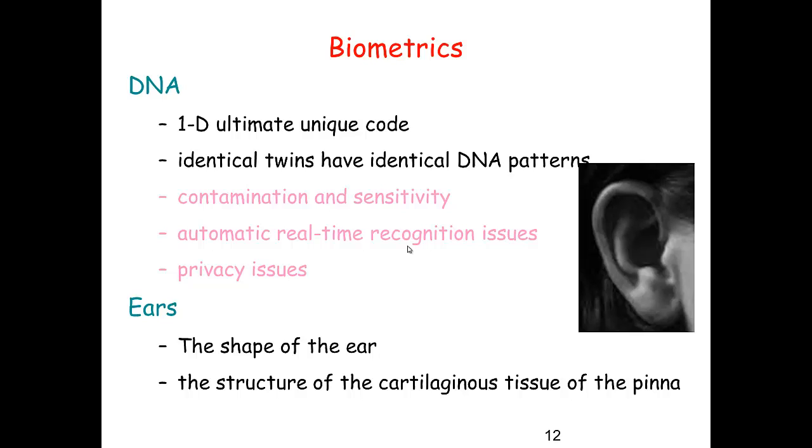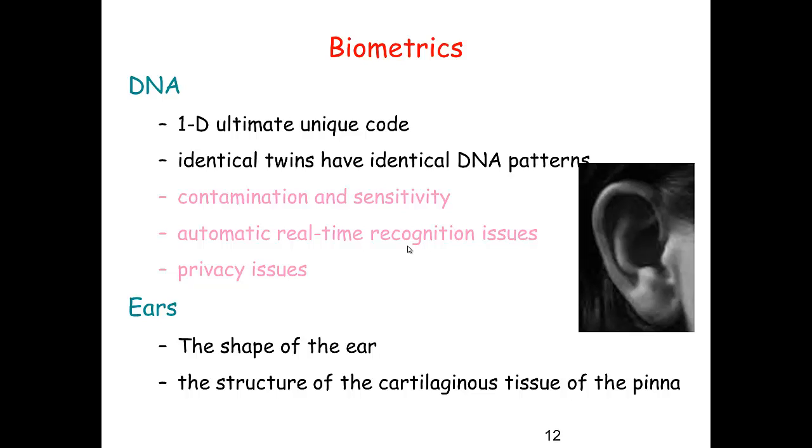There are many types of biometrics. The first one is DNA. In fact, DNA is one of the ultimate unique codes. Generally, the identification accuracy is very high. However, it has some shortcomings. For example, identical twins have identical DNA patterns. That's the first one. The second shortcoming is that the DNA is easily contaminated and sometimes it's sensitive. The third issue is it's not real time.